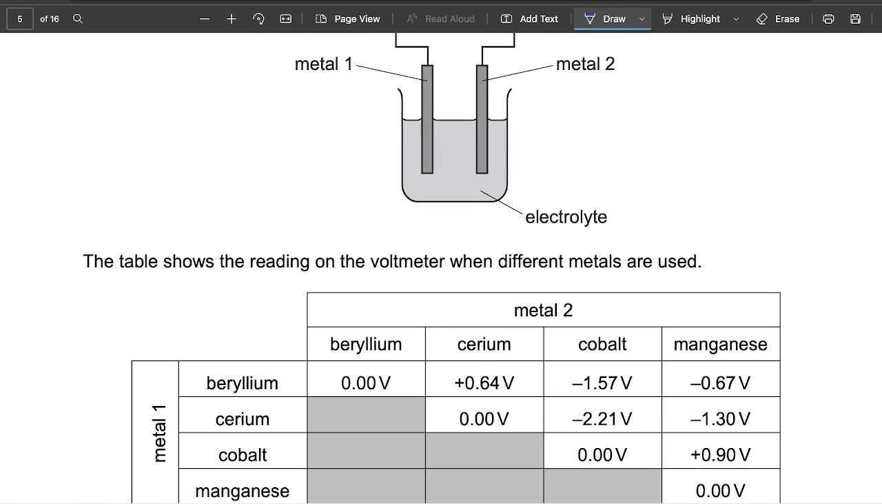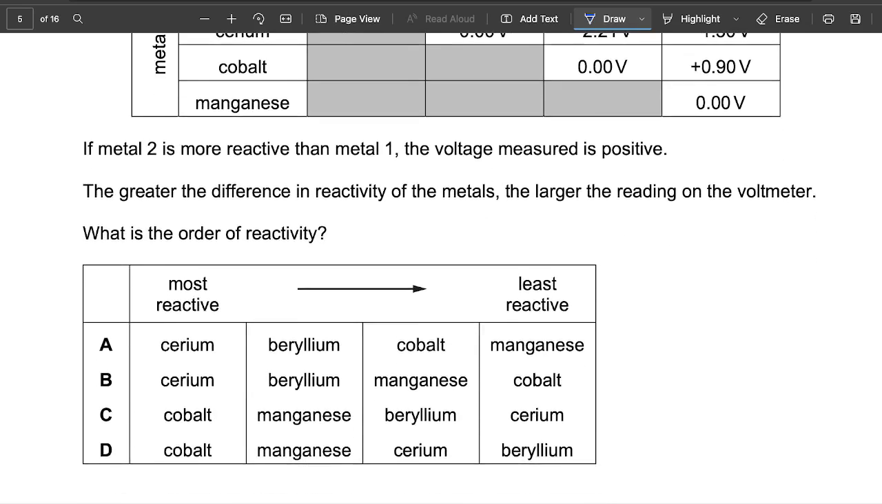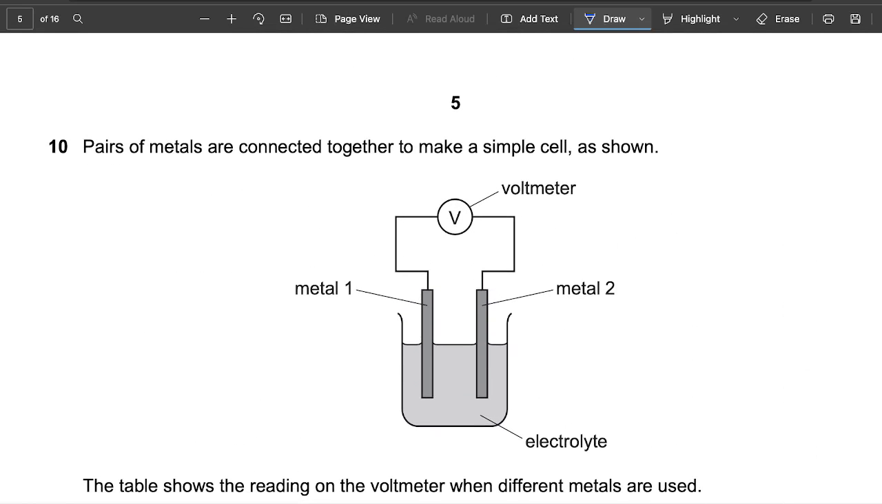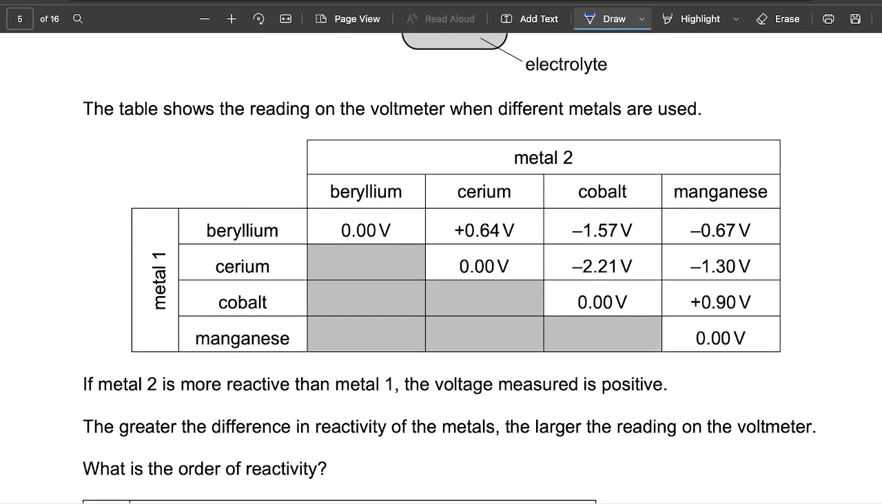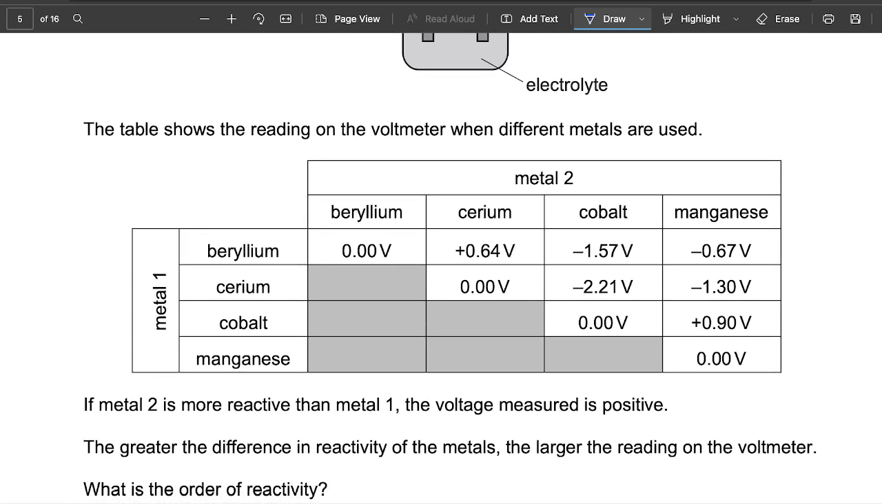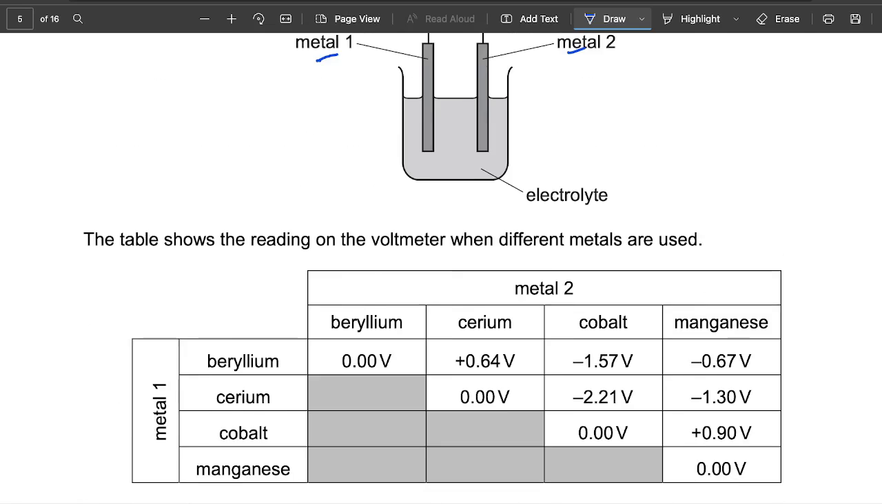Move on to the next question. Okay, so let's look at this question. It says pairs of metals are connected together to make a simple cell as shown. We have a voltmeter, metal 1, metal 2, and then the electrolyte. It says the table shows the reading on the voltmeter when different metals are used. So we have different metals. For example, with beryllium, there's 0 volts. If we have beryllium and cerium, then it is 0.64 volts.